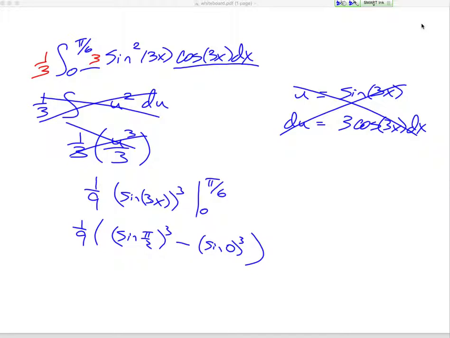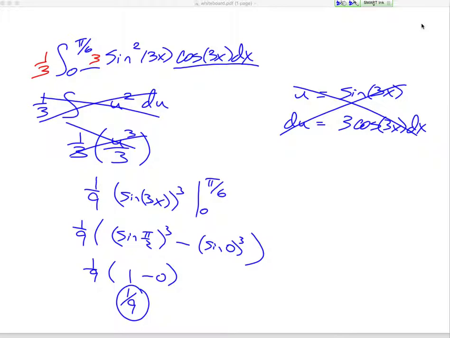So what is sine of pi over 2? 1. And what is sine of 0? 0. So I get 1/9. Why did you use sine of pi over 2 instead of pi over 6? Because when I plug pi over 6 in here, the 3 times pi over 6 turns into pi over 2.